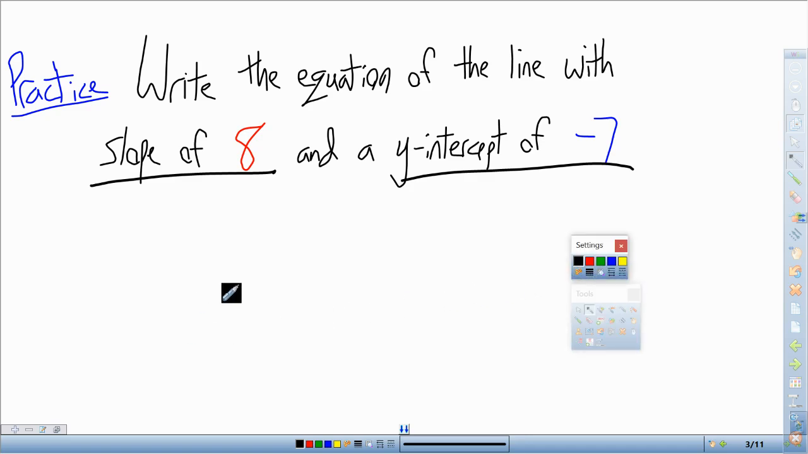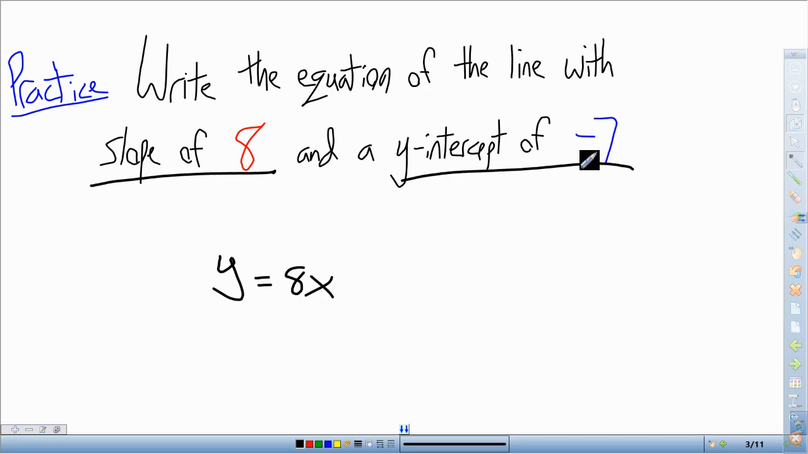All right, so these problems are hard to mess up. So we're getting y equals our slope, our m value is an 8, so 8x, and then our b value is a -7. By the way, you wouldn't want to do like plus -7. You'd want to just write -7. Okay, so there is the equation of the line with the slope of 8 and a y-intercept of -7.